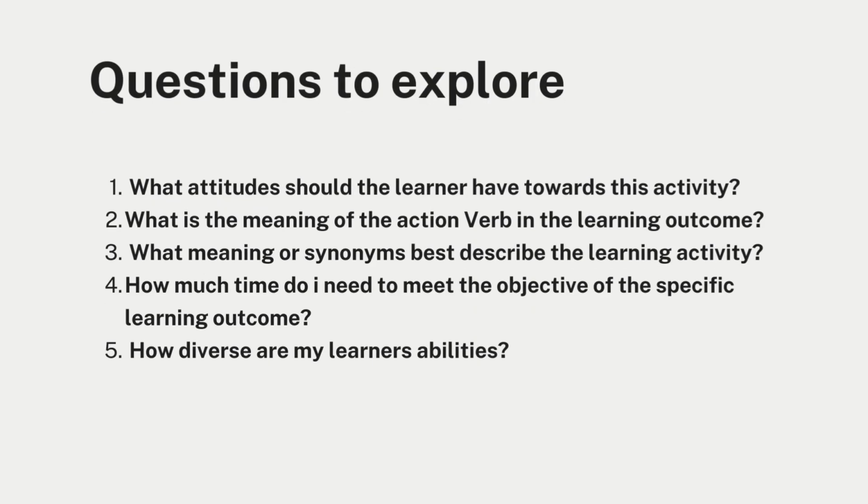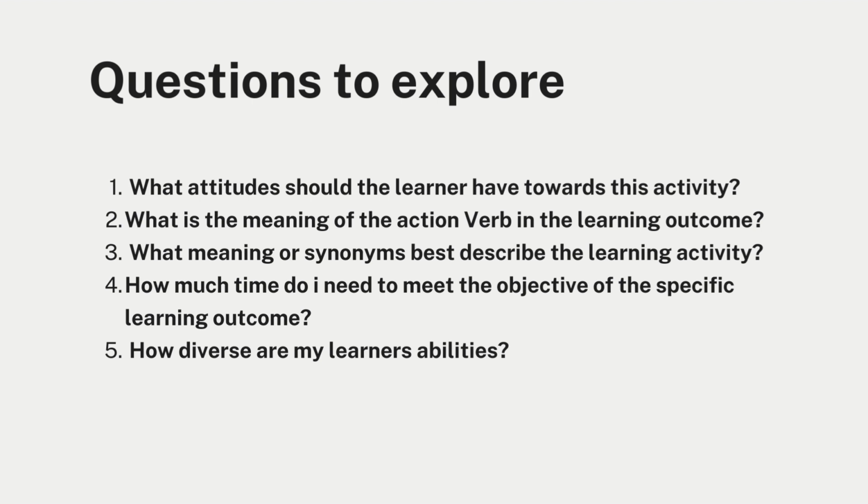Here are some of the questions to explore when creating learning activities from the action verb in the specific learning outcome. You could ask, what attitudes is a learner expected to have to achieve the learning outcome? In our example, the learner should overcome any fear and develop personal skills in the ability to operate a sewing machine. Another question to ponder would be the action verb's meaning, which we have already looked at.